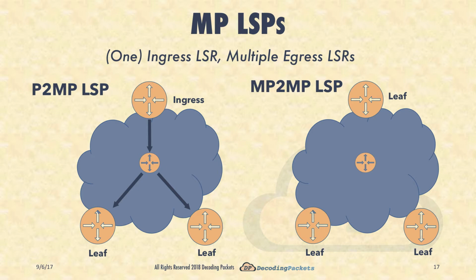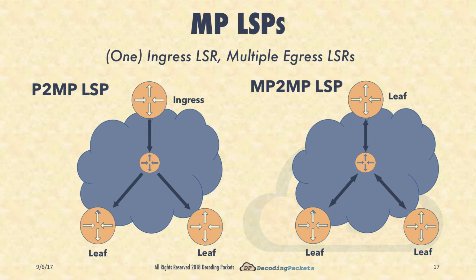On the other hand, as shown on the right-hand side, you can have MPLSPs where ingress LSRs can also be egress LSRs. So think of a bidirectional multicast tree, or again from our previous videos, think of a default MDT. Those are both examples of MP-to-MP LSPs.